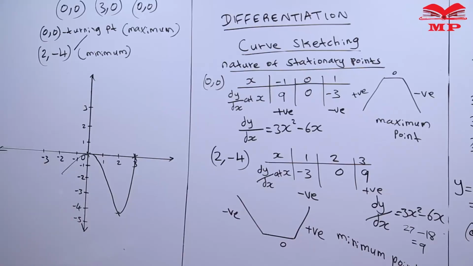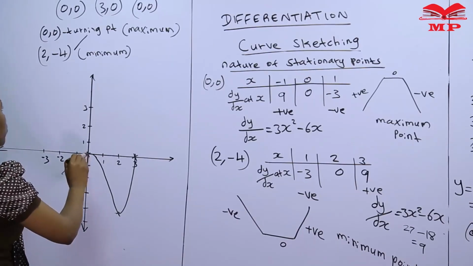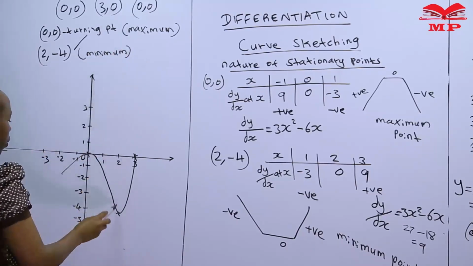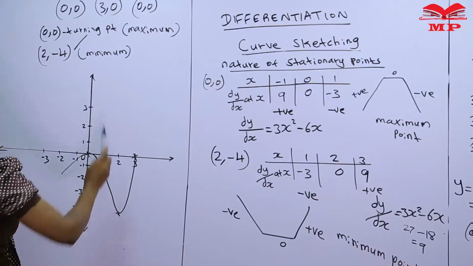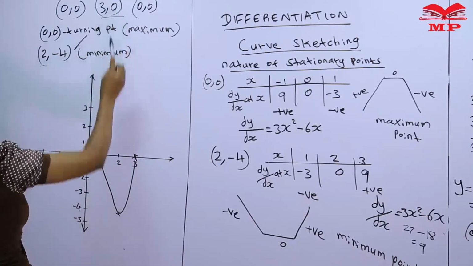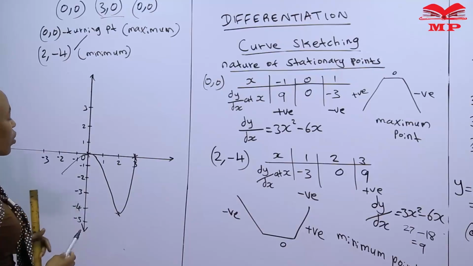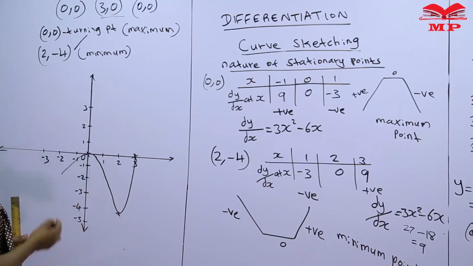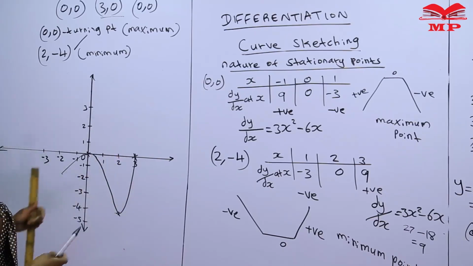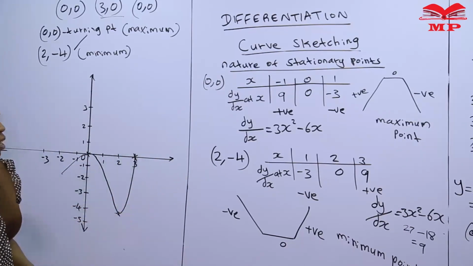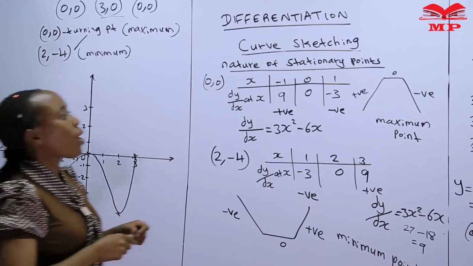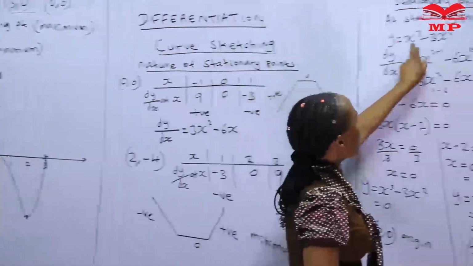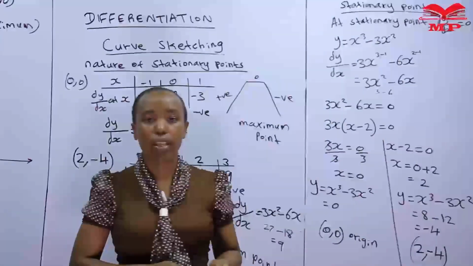And that is the sketch for the curve, whereby 0, 0 is the maximum, 2, negative 4 is the minimum, and this point also we've used to help us get the nature of the curve, how the curve looks like. So that's the nature of the curve, maximum and minimum, for the curve that we had been given, whereby y is equal to x cubed minus 3x squared.